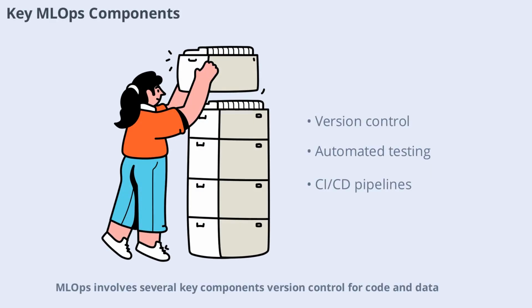MLOps involves several key components: version control for code and data, automated testing, continuous integration and deployment, CI/CD, monitoring, and governance. Each component plays a vital role in ensuring that machine learning models are robust, reproducible, and scalable. By integrating these elements, organizations can streamline their AI development and reduce operational risks.